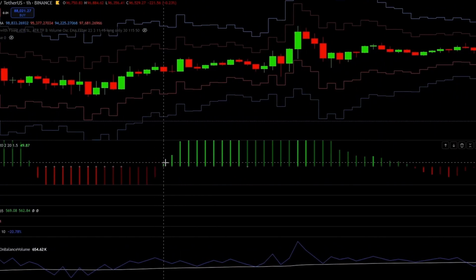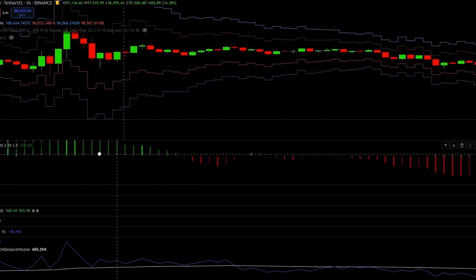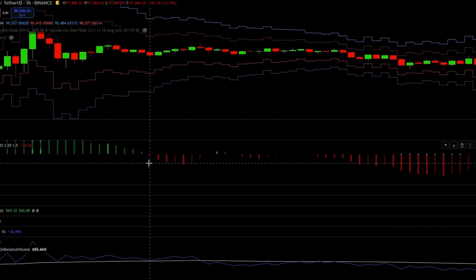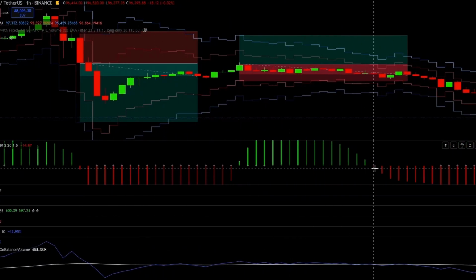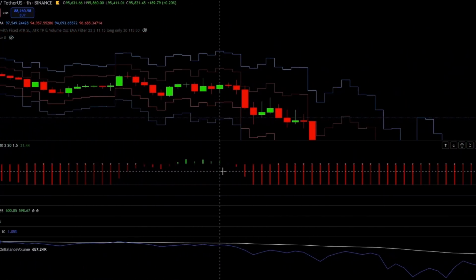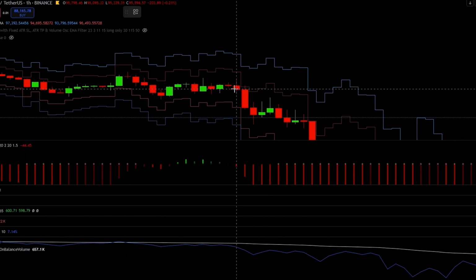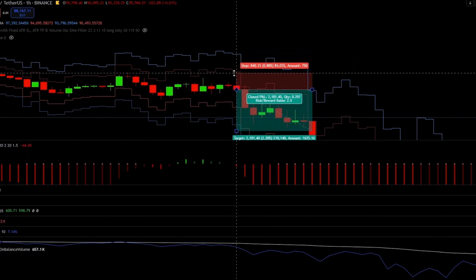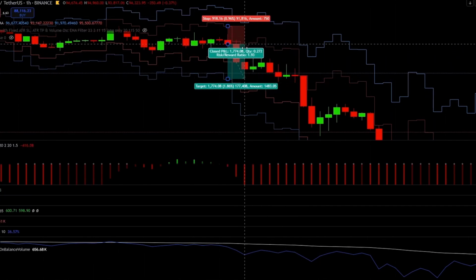But this long example would have been valid, as again the OBV is above the OBV-based EMA. This short example is not valid. This short is not valid either. But this short example is valid, as the OBV line is under the OBV-based EMA. So in that case, entry would have been here, stop loss here, and take profit there. And it would have been a winning trade.